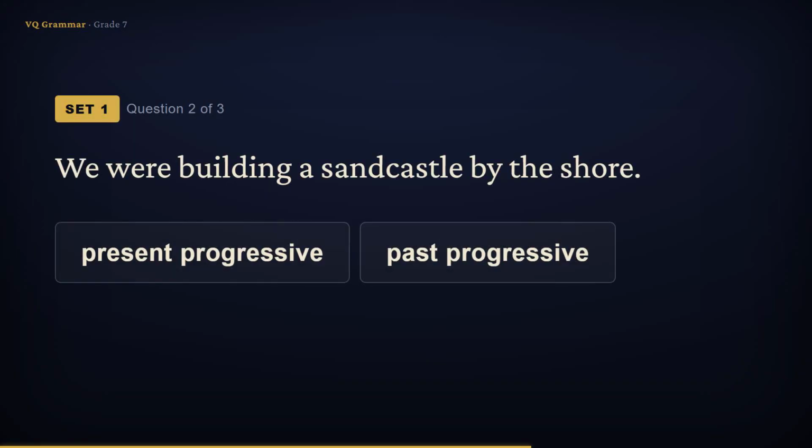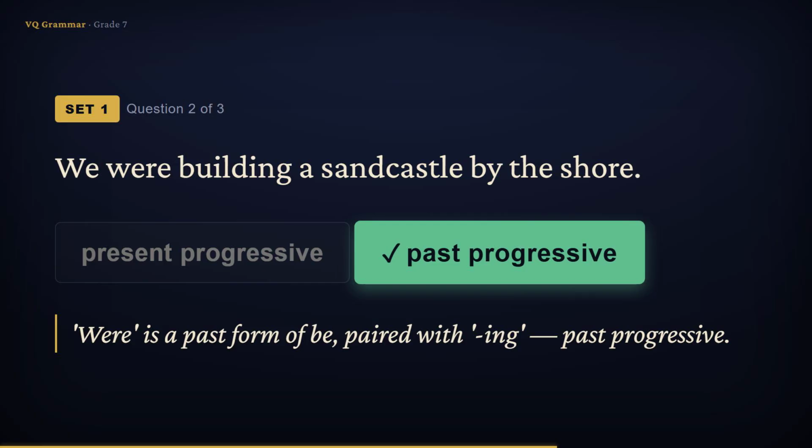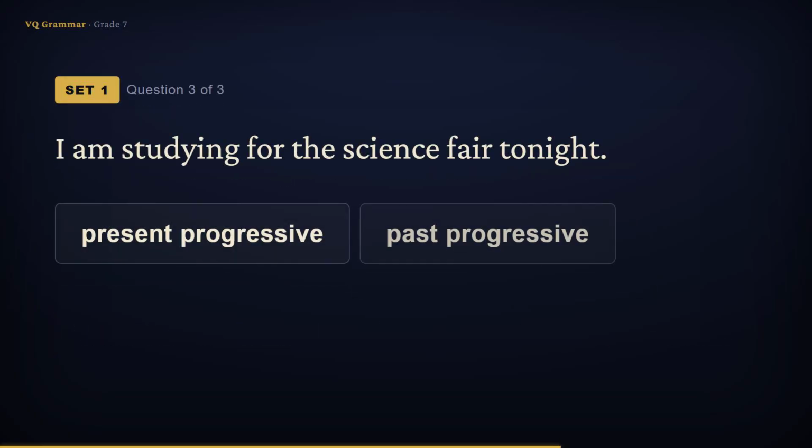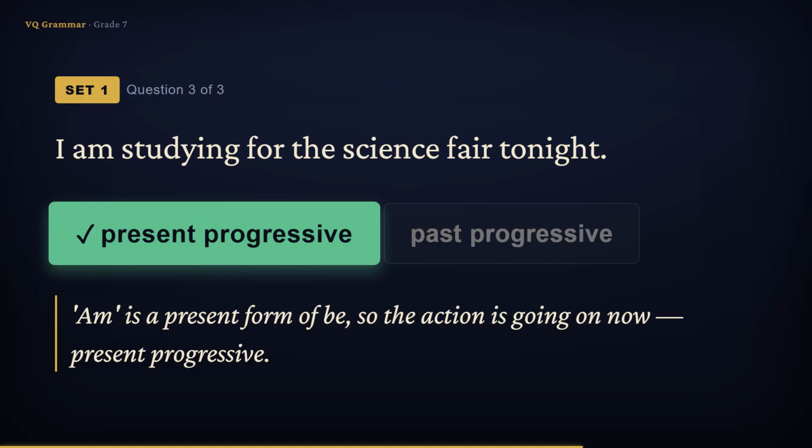We were building a sandcastle by the shore. The be verb here is were, a past form of be, joined with the ing verb building. That places the action back in the past. So the answer is past progressive. I am studying for the science fair tonight. The be verb is am, a present form, working with the ing verb studying. The action is going on now, so the answer is present progressive.